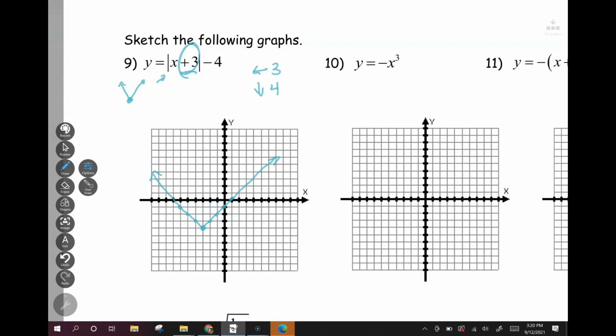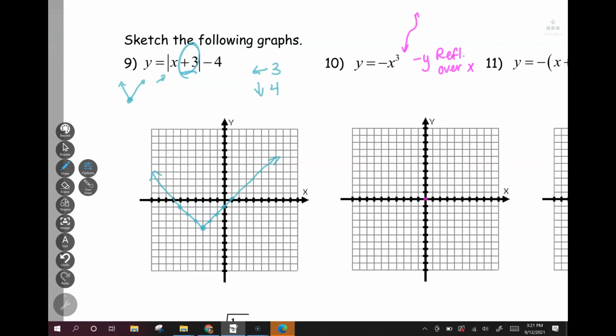Number 10, this is our cubic function, so the graph looks like this, if you remember. But we've got a negative here, so that's going to be a reflection over the x-axis. That is because it's not grouped with x or anything, so that is affecting the y value. So that's -y, despite what it looks like. There's no parentheses, so technically if there were parentheses, it would just look like that. And so that is going to be reflecting over x.